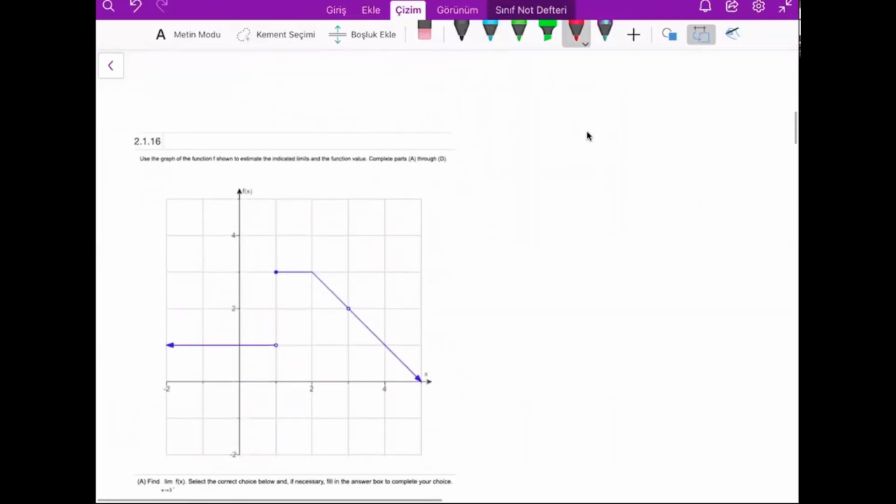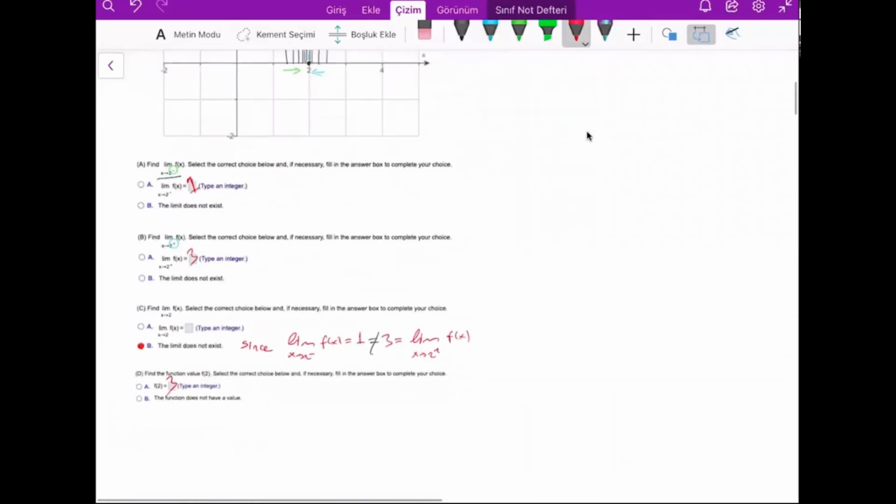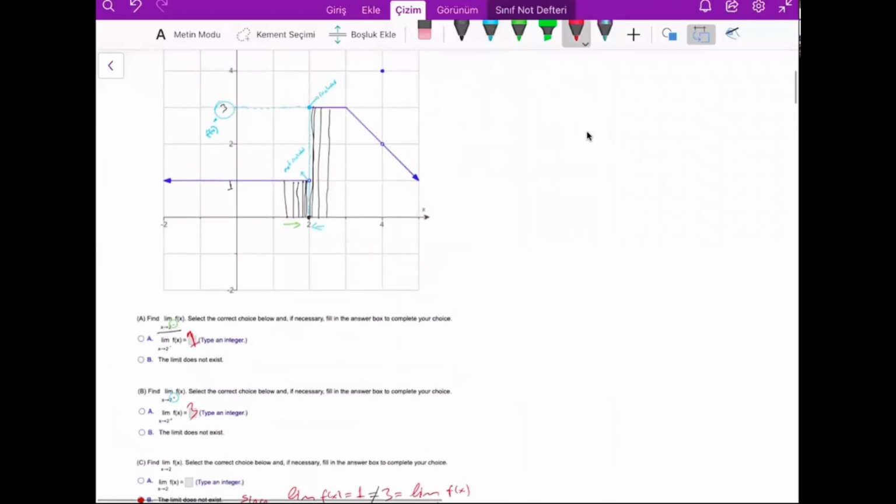Is there any problem here? Is there any point which is not clear?